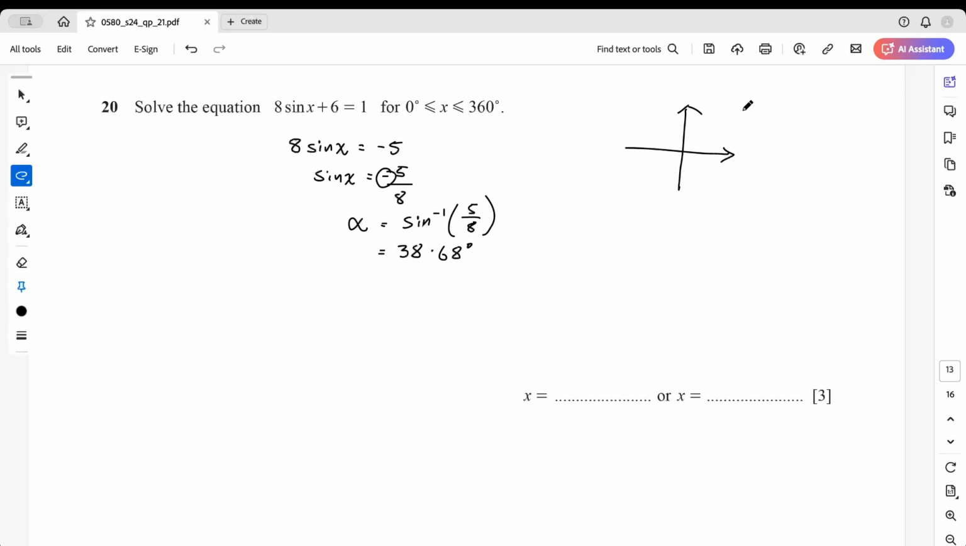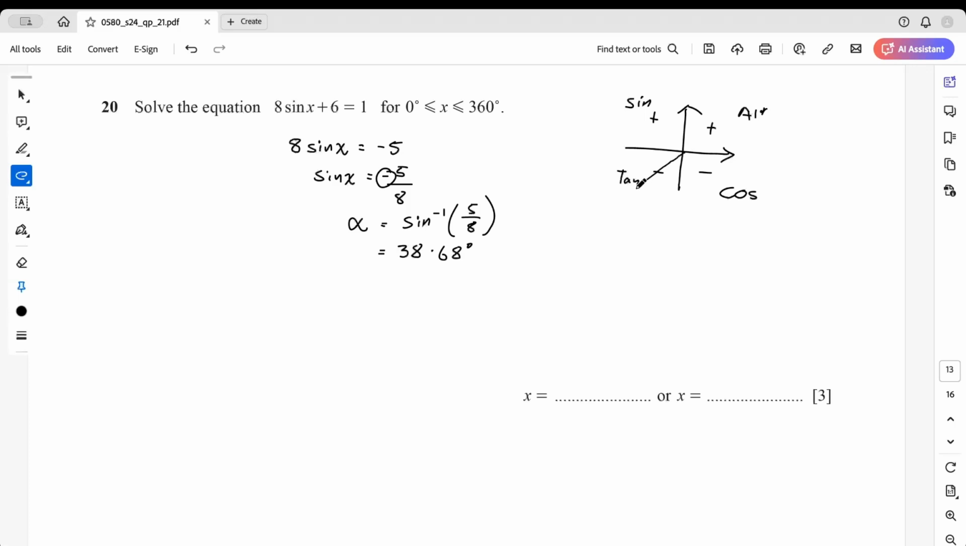In your four quadrant ASTC diagram, we recall that sine is positive in quadrant 1 and 2 and negative in quadrant 3 and 4. Because all is positive in quadrant 1, sine is positive in quadrant 2, tan is positive in quadrant 3, and cos is positive in quadrant 4. Otherwise, everything else will be negative, except in quadrant 1. So sine is negative in quadrant 3 and 4.